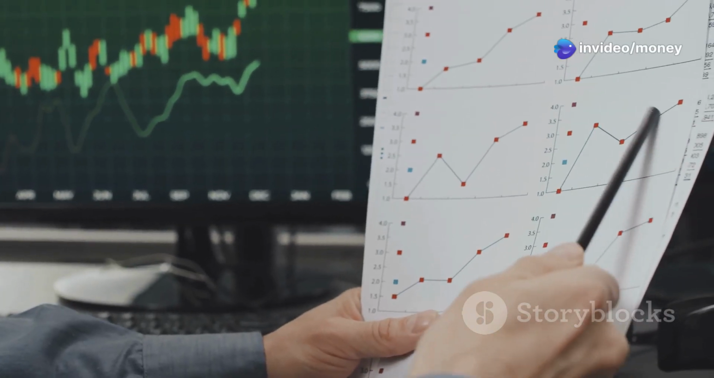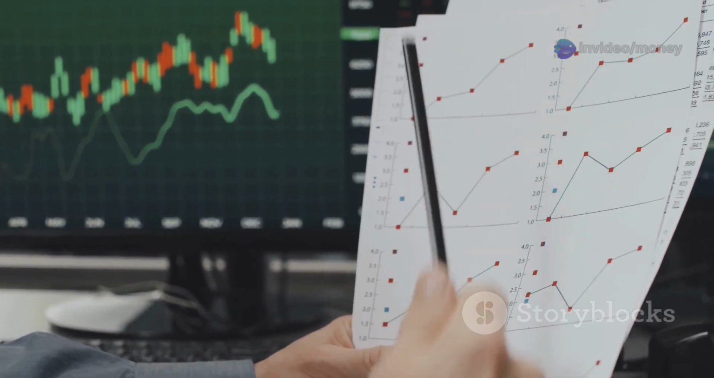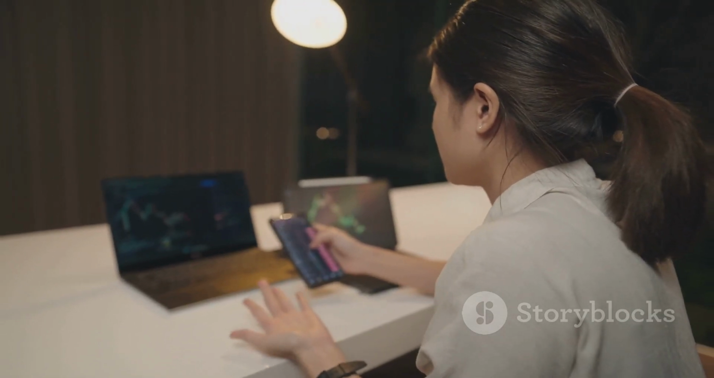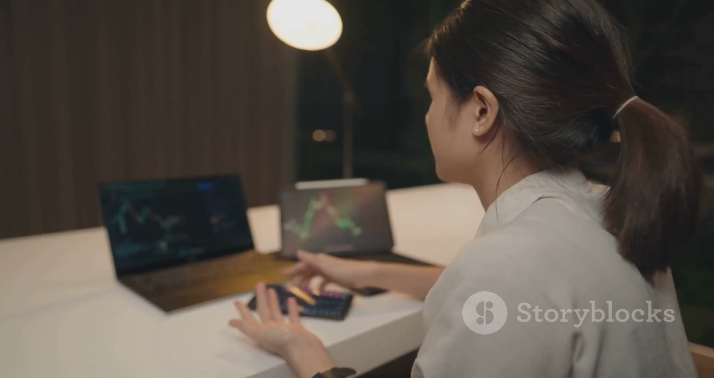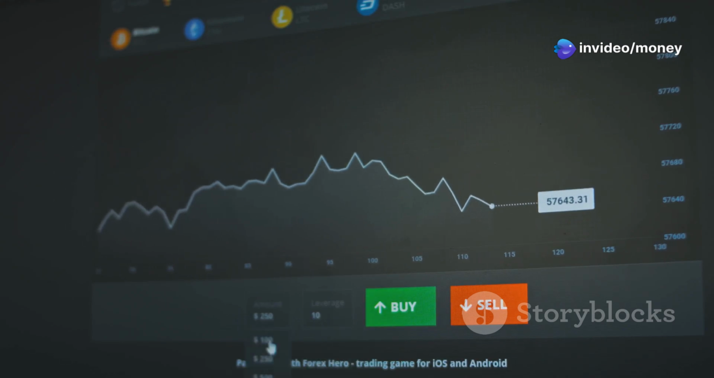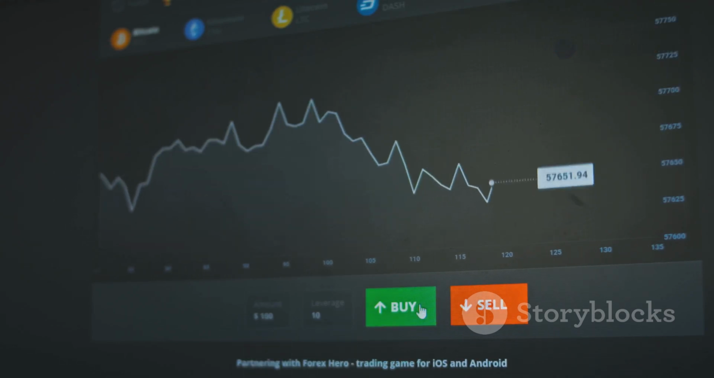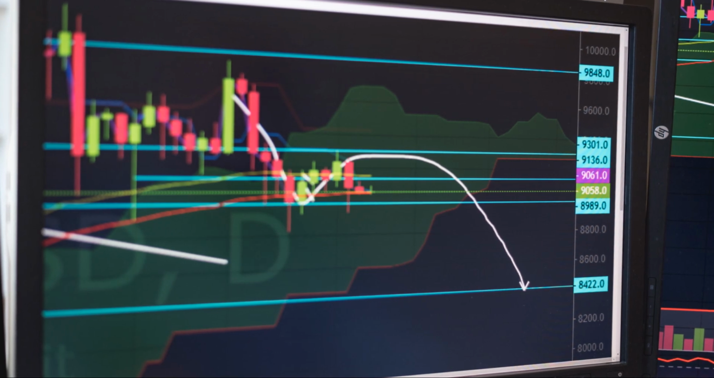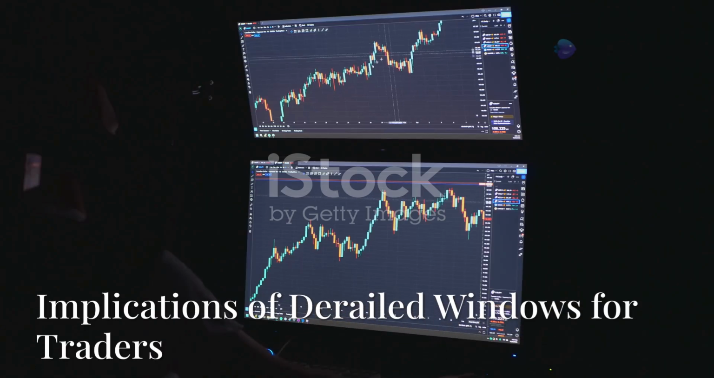Technical factors can also play a role in derailing window patterns. For example, if a rising window forms near a strong resistance level, the price may be unable to break through the resistance. This could lead to a reversal and a derailed window pattern. Similarly, if a falling window forms near a strong support level, the price may bounce off the support. This could also lead to a reversal and a derailed window pattern.